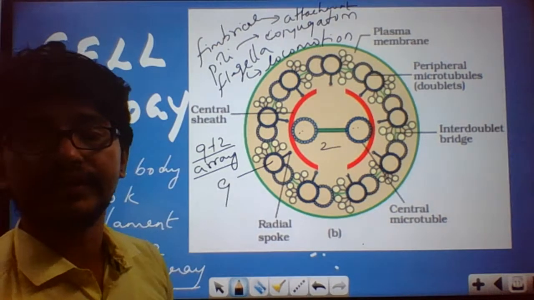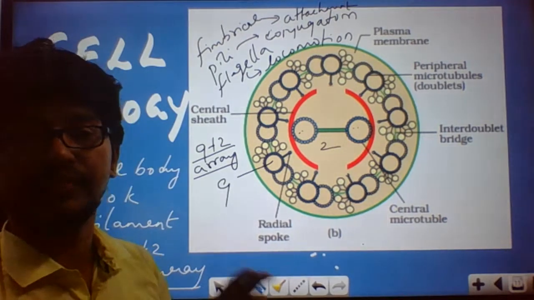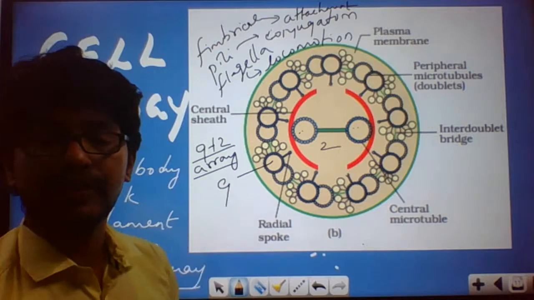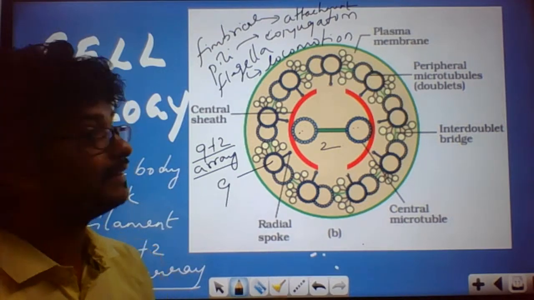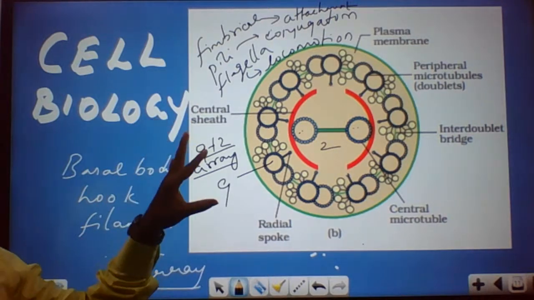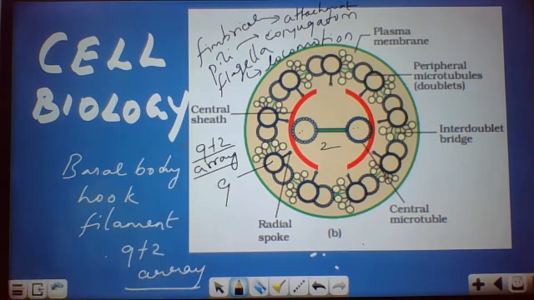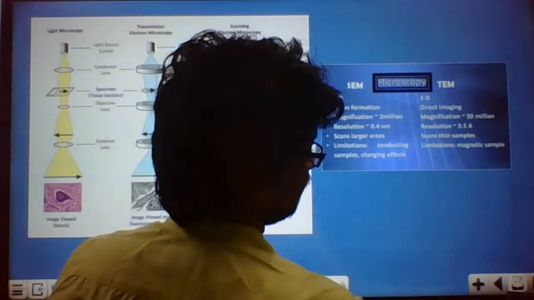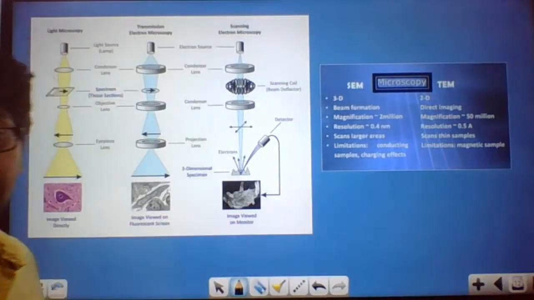So I hope you're clear with these microtubules. From microtubules they ask about the 9 plus 2 arrangement. This is quite common in all the locomotory surfaces, with the flagella, pili, and the fimbriae. So we're done with the special structures of the cell. And in the last part of this chapter, we're going to discuss microscopy.